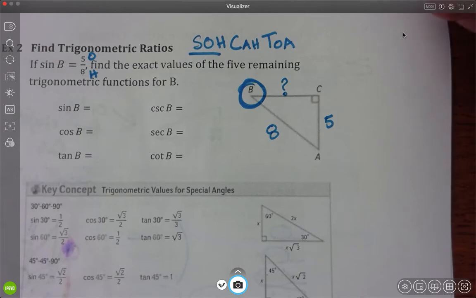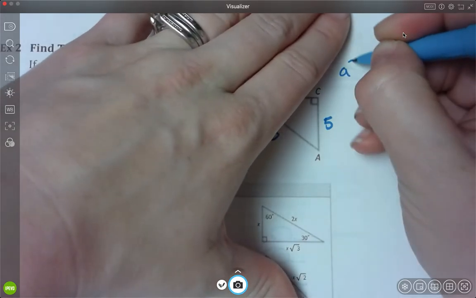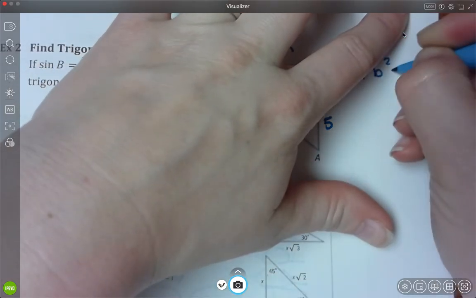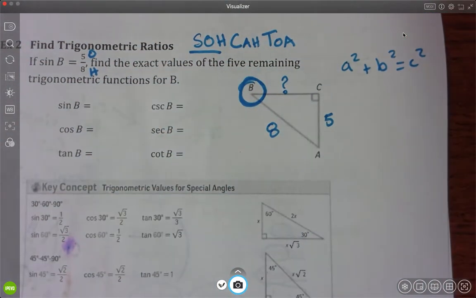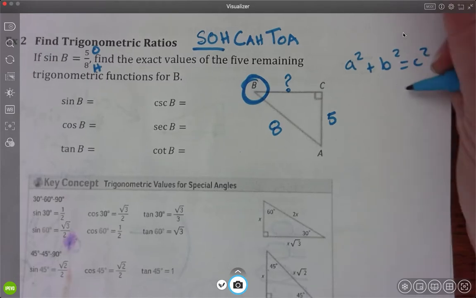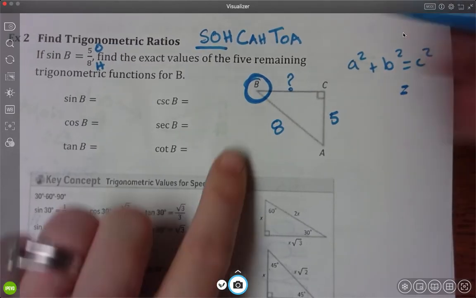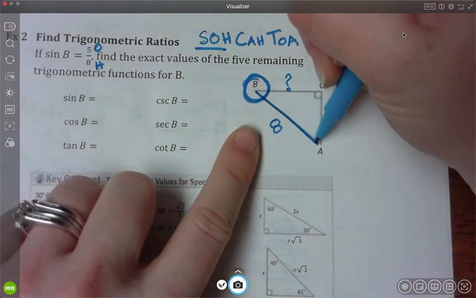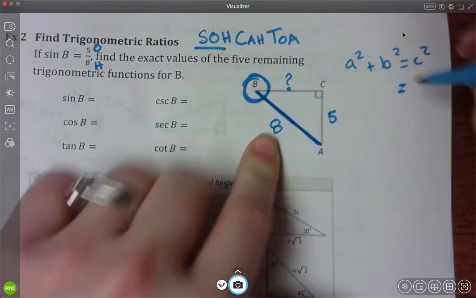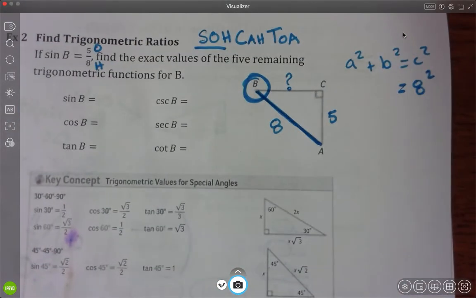What we're going to do is use the Pythagorean theorem, okay? So a squared plus b squared equals c squared. Now, it's really important to make sure you find c first, because c has to be the longest side. Your hypotenuse is always going to be your longest side, and that's what c is, 8. So I'm going to put 8 squared in that spot, okay?